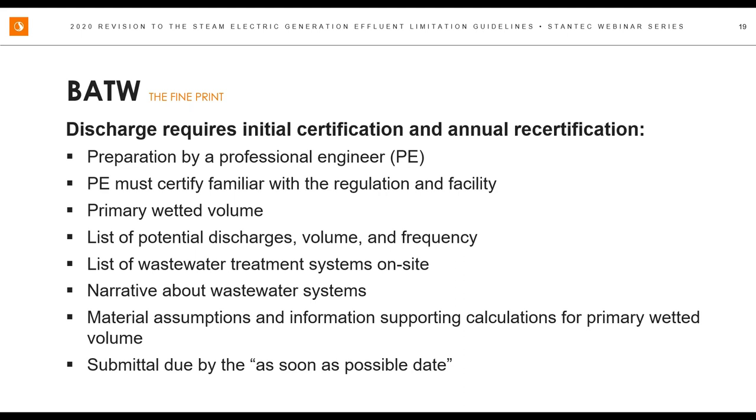The certification process is not only an initial certification, but also an annual certification. It needs to be prepared by a professional engineer. And EPA went on a little bit further that it was a licensed professional engineer in your jurisdiction, which is a little redundant there, because if they're not licensed, then they're not a professional engineer in your jurisdiction, but be that as it may.